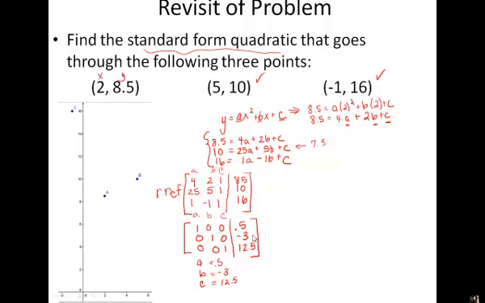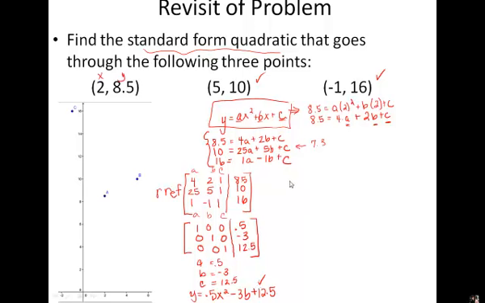Now, the other thing is, don't lose sight of what you were trying to find. This was our objective. So what we do have to go back and do is say, well, now we have found the A, B, and C to plug into my standard form quadratic. Okay, so that's what we've been looking for.